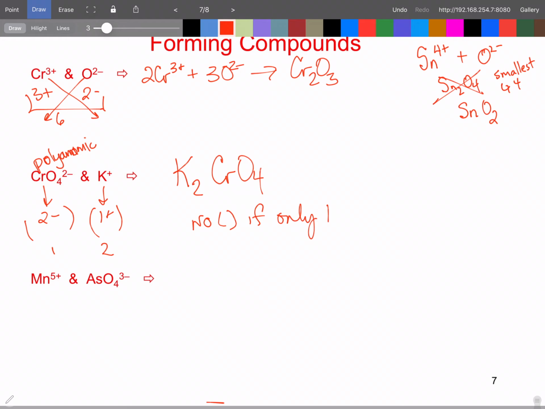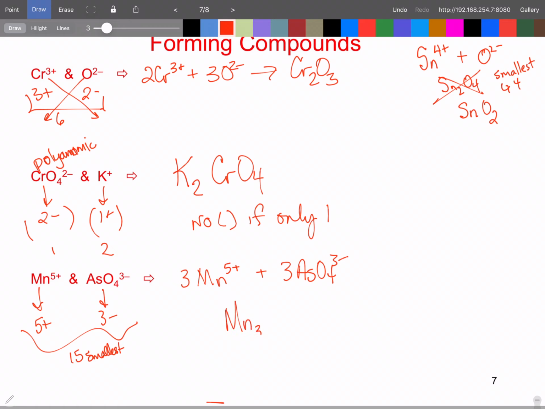Okay? Now, manganese here is 5 plus. Arsenic is 3 minus. The smallest number those will go into is 15. It's the smallest. So we're going to have 3 manganeses plus 5 arsenates. And again, you don't know the names yet. We'll get to a lot of them. So it's Mn3AsO4.